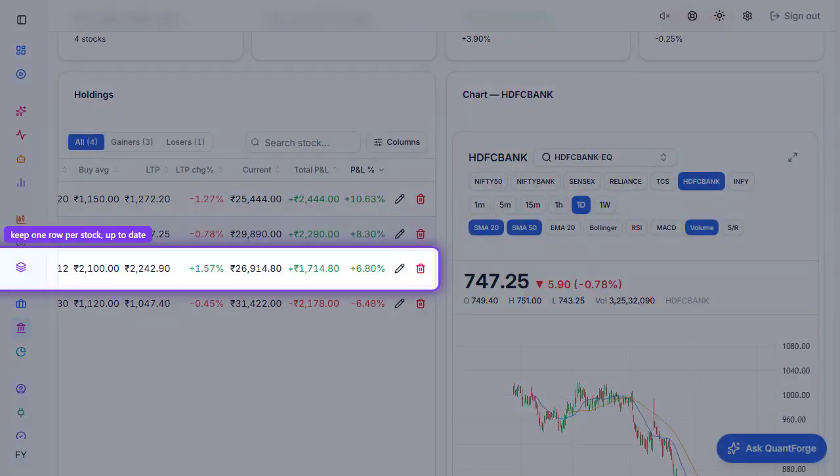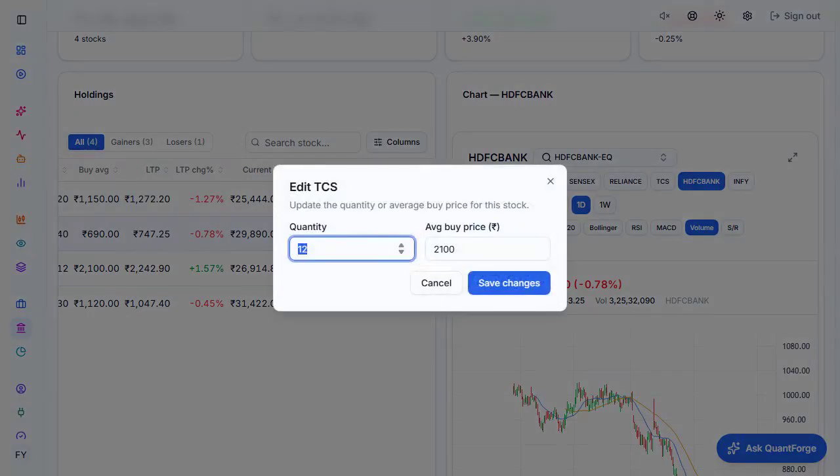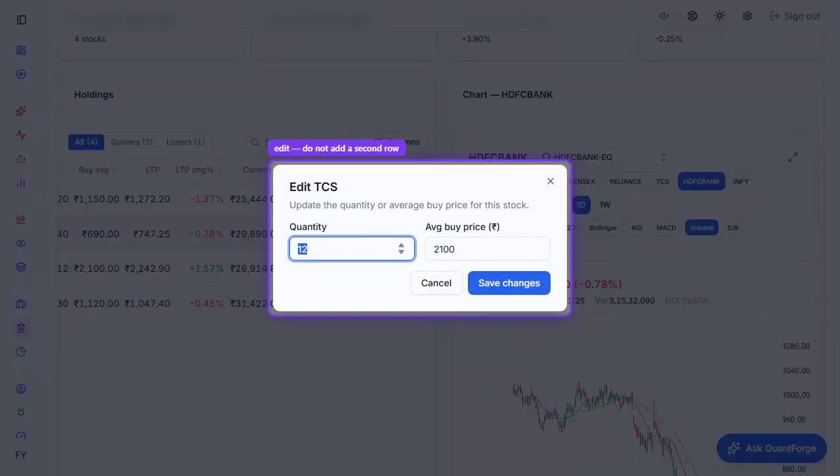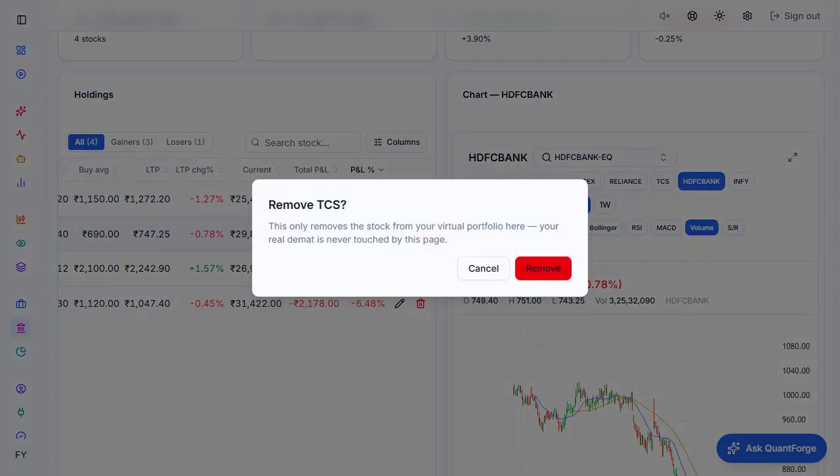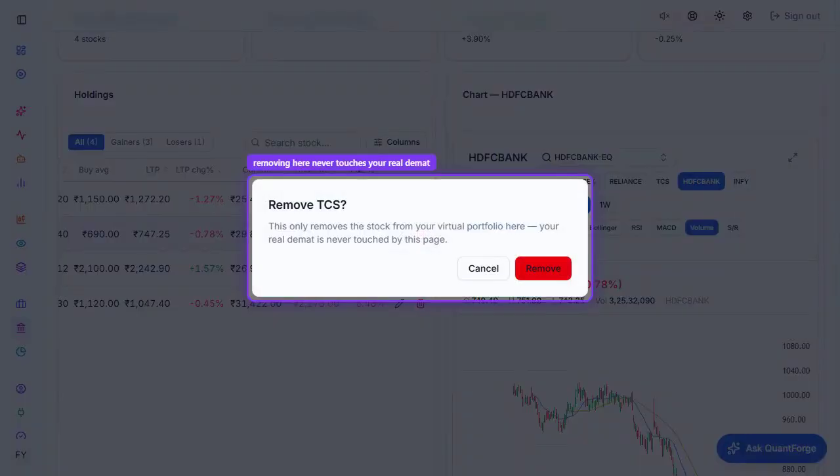I bought more of this one last month. Edit the row, put the new total quantity and the new average, and save. Do not add a second row for the same stock. One row, kept up to date. And if I sell it in real life? Remove the row. It asks you to confirm first, and it reminds you that removing it here does nothing to your real demat. Your shares are untouched either way.